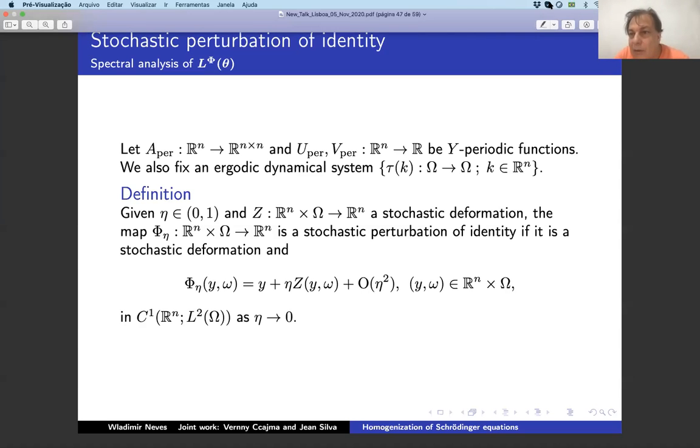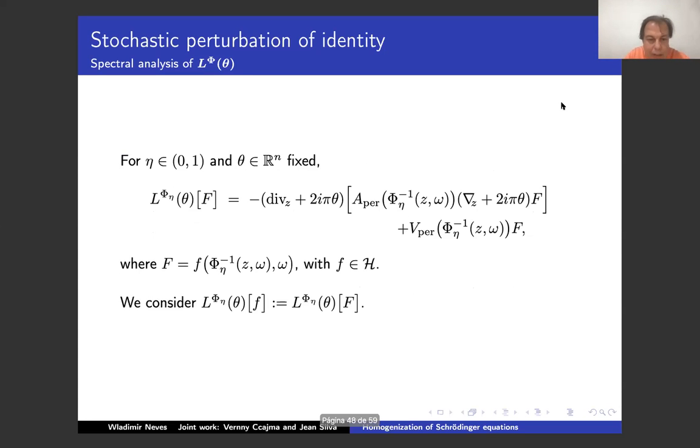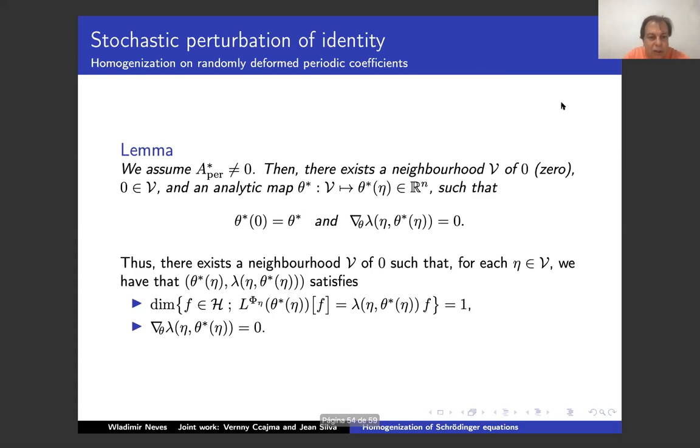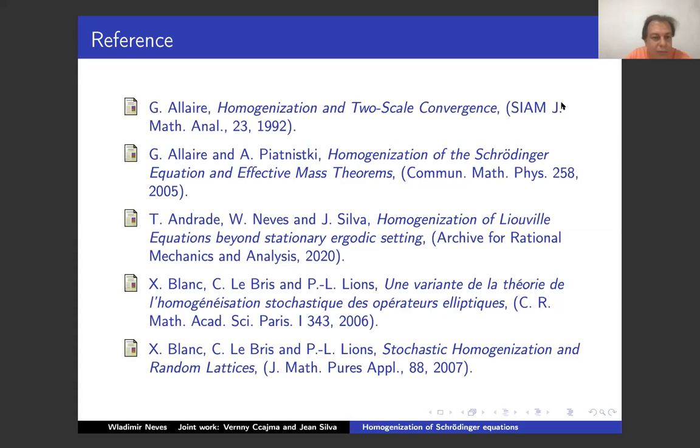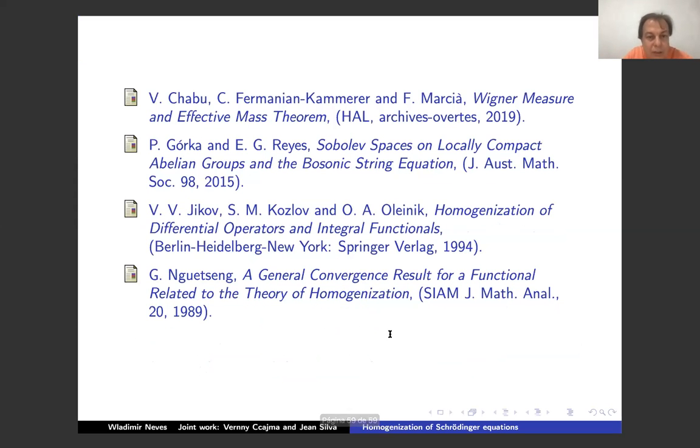But I think that my time is already past, and we are almost at the end. So I just tell you this story, and here you have the references that have been considered for this problem. Piatnitski and Allaire, the main ones. This is our work, the Liouville equations. Here are the two papers from Xavier Blanc, Claude Le Bris, Pierre-Louis Lions, where they introduced this idea of stochastic deformations. And among other papers, this one, Gorjao and Reis, is the paper in which the proof of the Rellich-Kondrachov theorem in the group setting appears for the first time. And this is the well-known book from Zhikov and Kozlov.